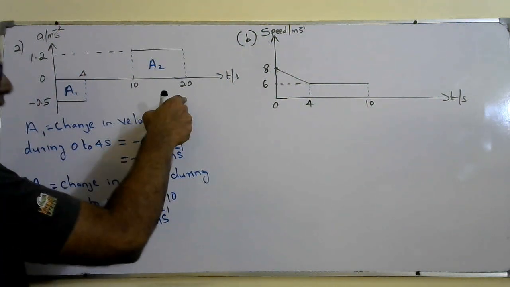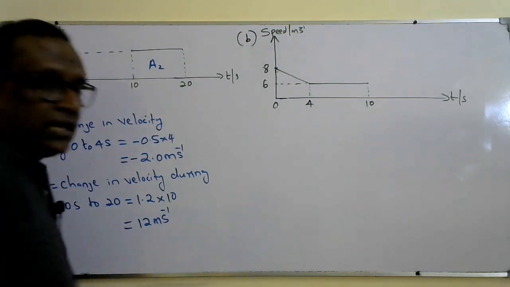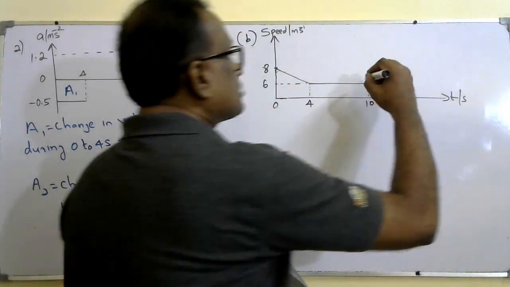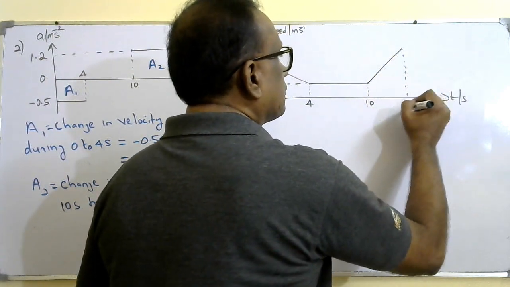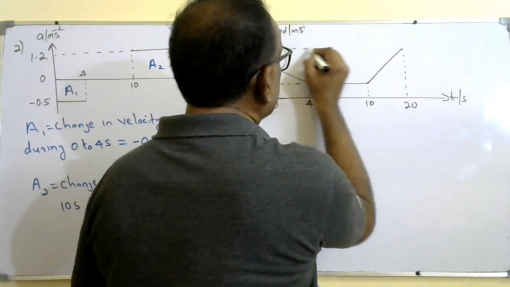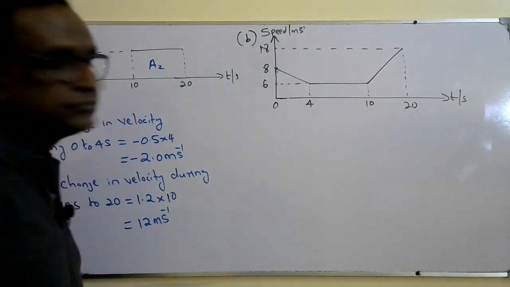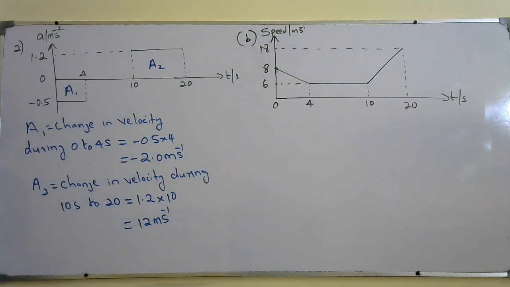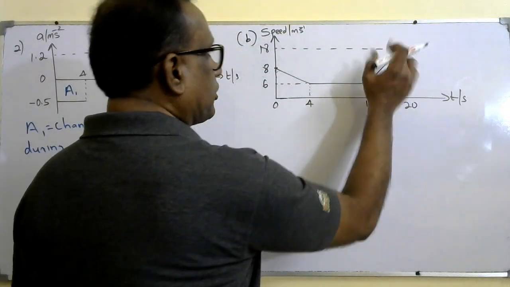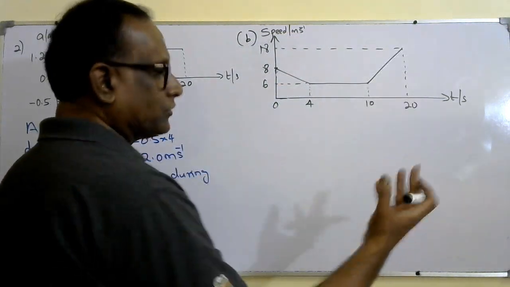Then from 10 to 20, again it's accelerating, constant acceleration, and we found that the final velocity is 18, so it goes to 18. This is 18. That's the graph. Simple graph, isn't it? Anyway, at eye level, this should be steeper because the acceleration is more. This one is a little slant because it is 0.5, and this is 1.2.